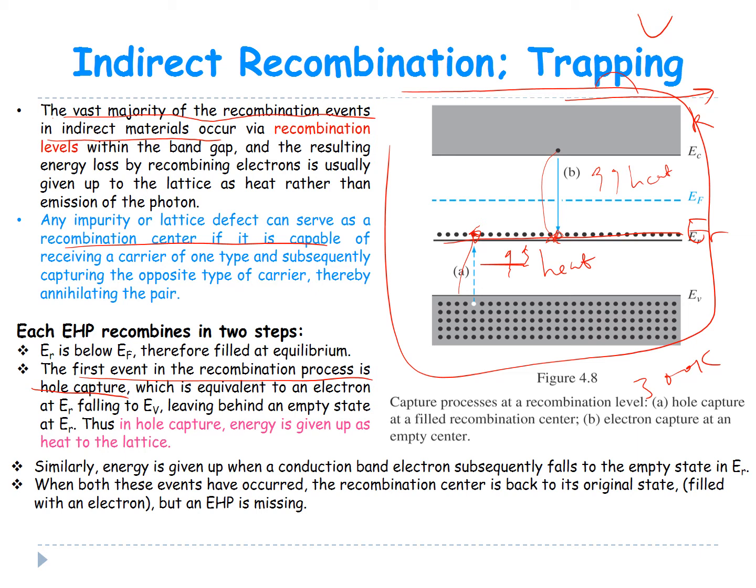So when both these events have occurred, the recombination center is back to its original state, filled with an electron, but an electron-hole pair is missing because you lose an electron and a hole here. This is a recombination center.